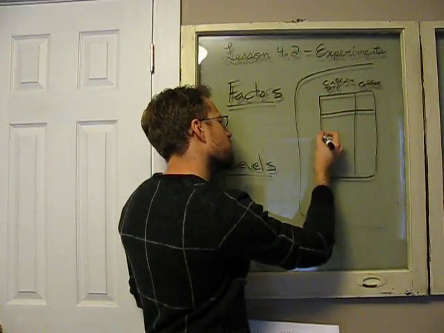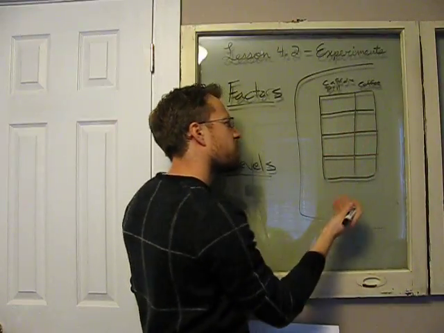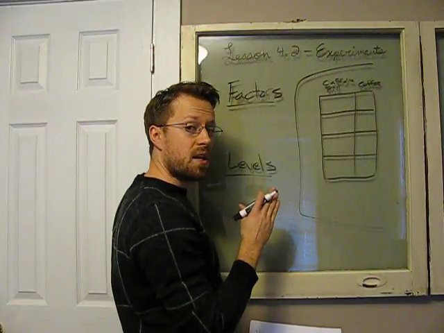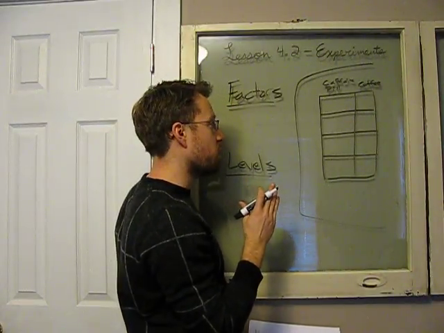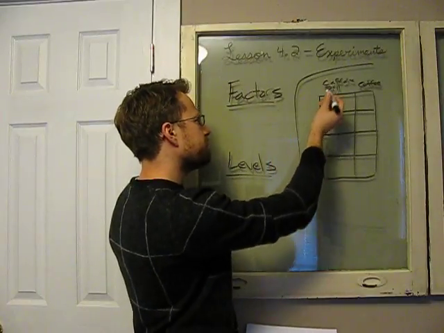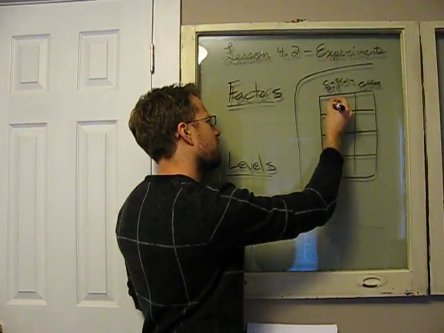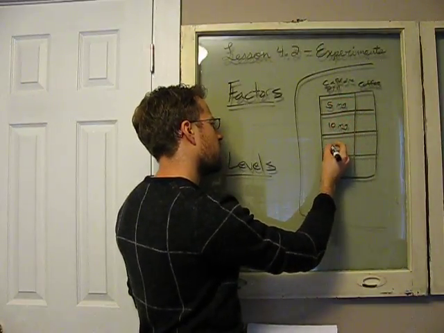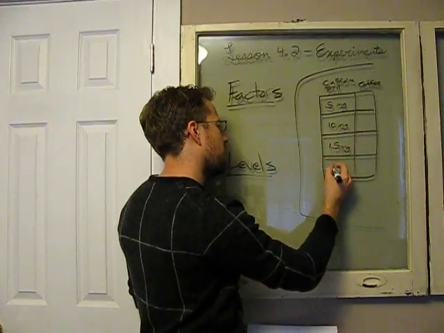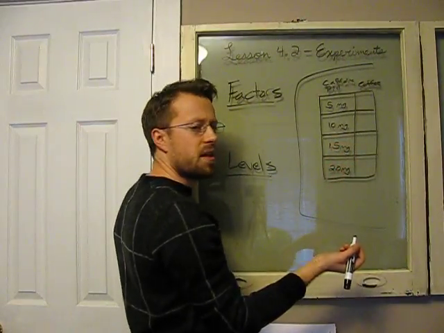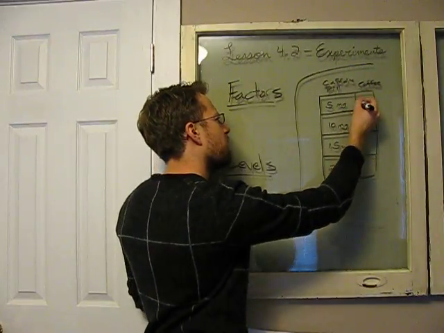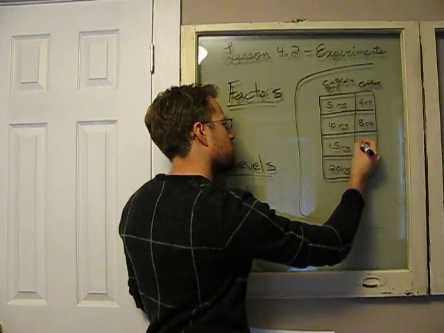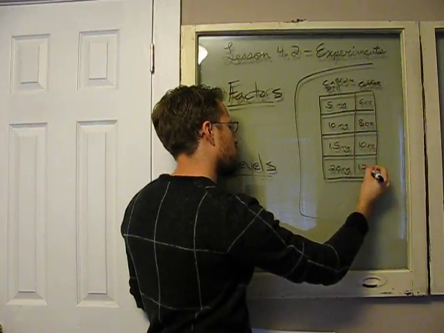Another thing I could do is figure out how much of each of these things I want to use. Notice I'm being careful. I'm not saying that these are treatments. I'm going to use that word here in a moment for something else. But let's say for the caffeine pill, I had a 5 milligram, 10 milligram, 15 milligram, and a 20 milligram. And then for coffee, I had maybe 6 ounce, 8 ounce, 10 ounce, and 12 ounce.